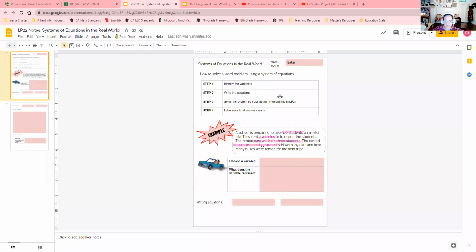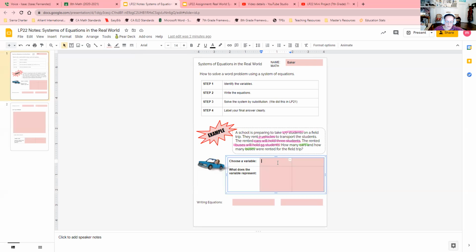So to figure out the variables that we need, we're going to look at the question. So we're trying to figure out how many cars and how many buses. So that's what our final answer needs to be. So I'm going to use the letter C for cars. I'm going to use the letter B for buses. You can use whatever variables make sense to you. If you want to do X and Y, you can do that. I like to make my variables match what it is I'm talking about. So C for cars and B for buses, because it helps me keep track of what's going on in the problem.